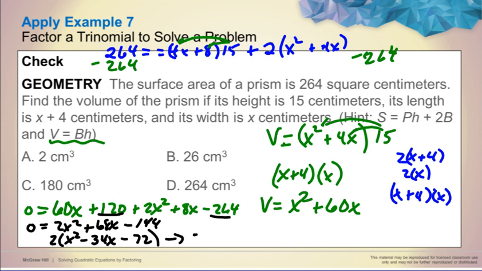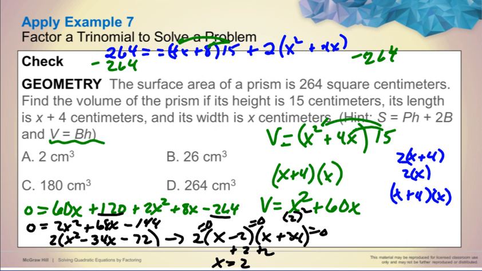And then I just factor it. This will give me x minus 2 times x plus 34. And if I make each of them equal to 0, the only one that's going to give me a positive solution is this middle one. So if I add 2 to both sides, I would have x equaling 2. So if x equals 2, I can just put 2 in for x here. And I'm left with 4 plus 120.